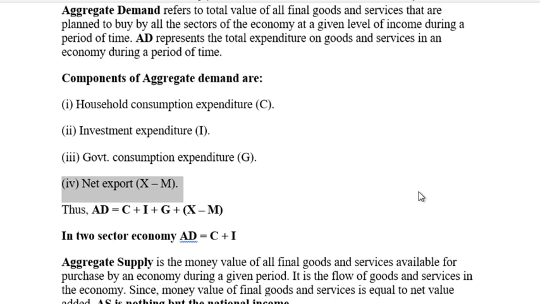When exports are greater than imports, net export is positive. When imports are greater than exports, net export is negative. When imports are equal to exports, net export is zero. Overall we can say AD is equal to C plus I plus G plus X minus M. That means AD is equal to the sum total of household consumption expenditure plus investment expenditure plus government consumption expenditure plus net export.